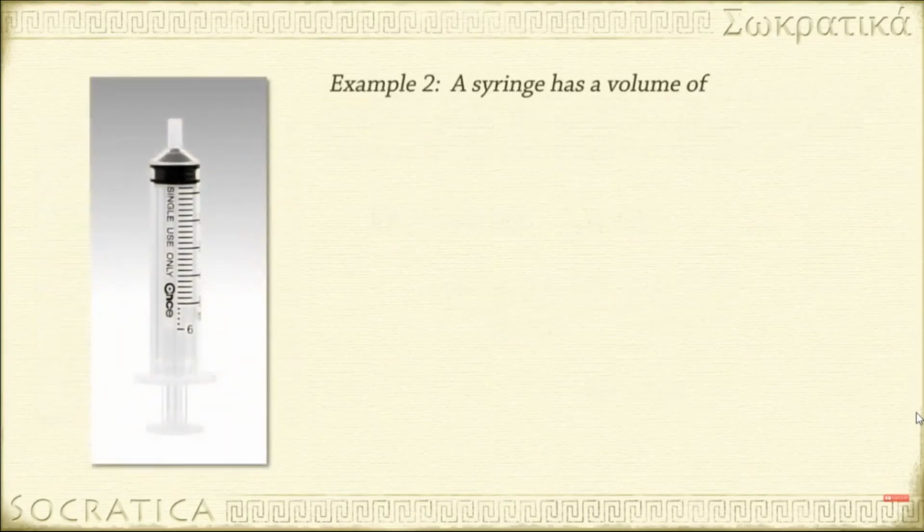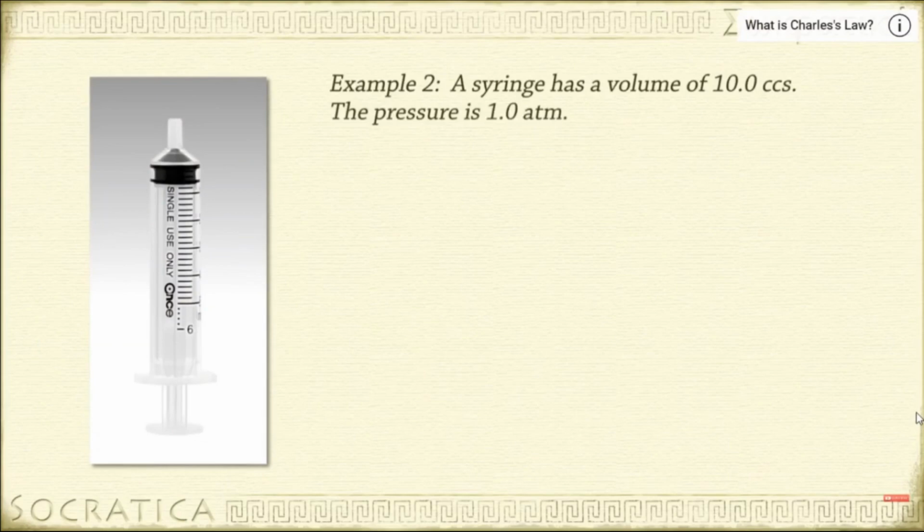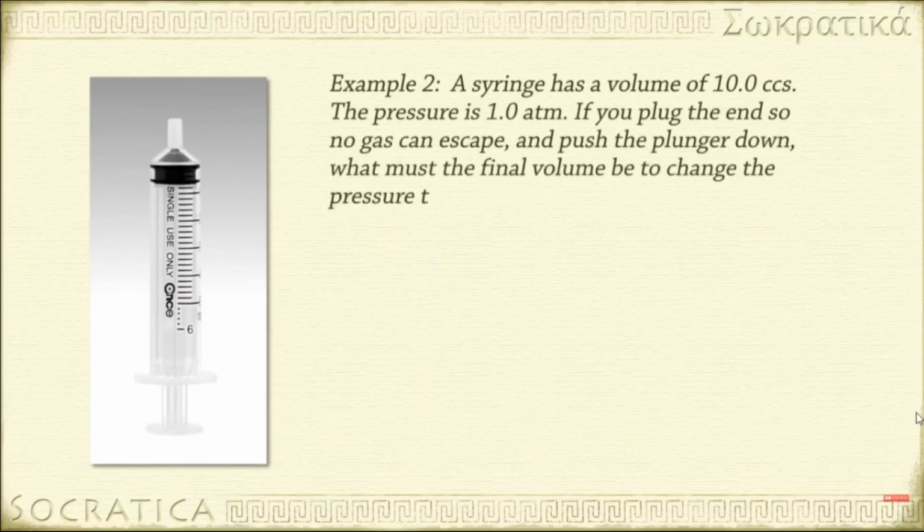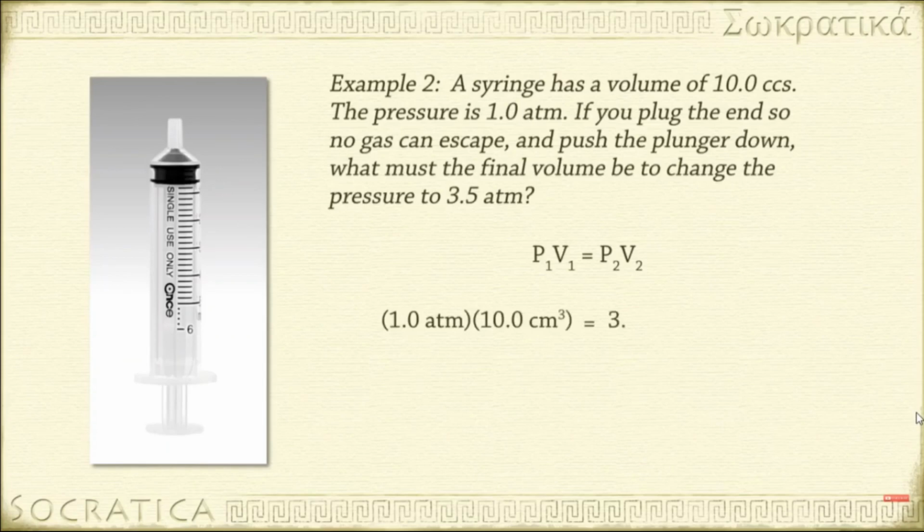Here's another example. A syringe has a volume of 10.0 cc's, or 10 cubic centimeters. The pressure is 1.0 atmospheres. If you plug the end so no gas can escape and push the plunger down, what must the final volume be to change the pressure to 3.5 atmospheres? P1 V1 equals P2 V2. 1.0 atmospheres times 10.0 centimeters cubed equals 3.5 atmospheres times V2.